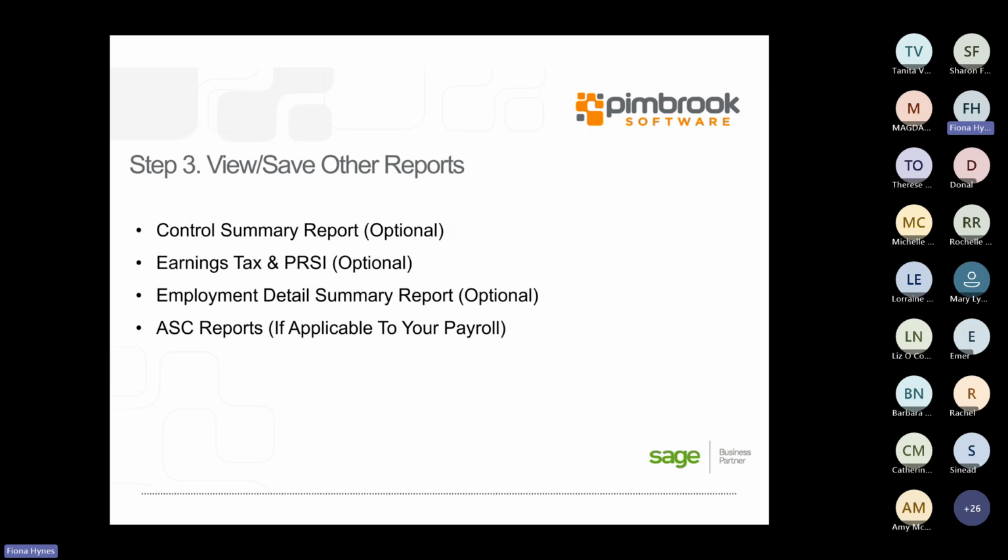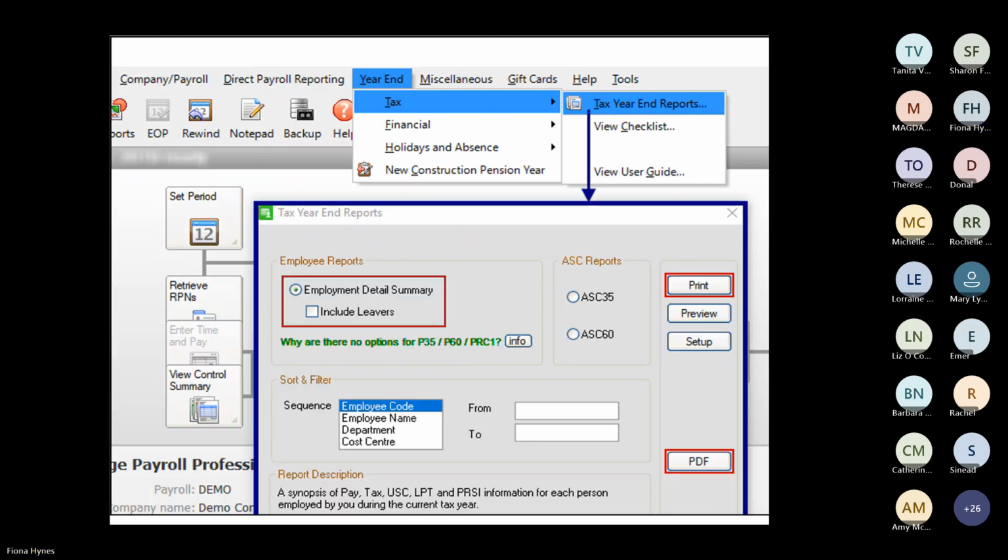I'll go through where to find the employment details summary report and then the ASC reports, because these are ones that we're only printing once a year. The employment details summary report. Go to the year end across the top menu, then tax year end reports, and you'll see the employment details summary in the employee report section. You can also see this is where you can access the ASC 35 and the ASC 60 reports.